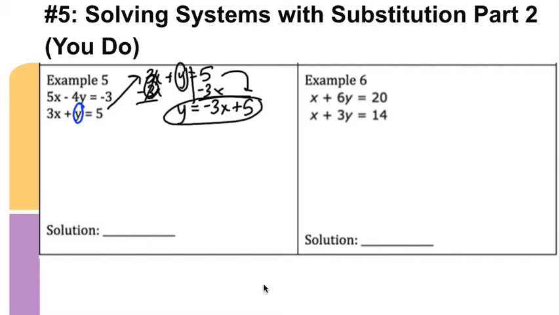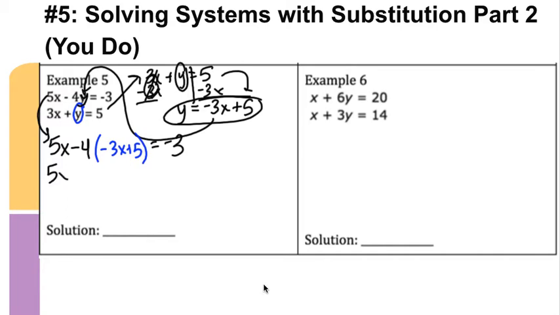I can now take this y value and substitute it in for this y value right here. So I'm going to rewrite this equation, substituting in the y value. So instead of y, I'm going to write parentheses negative 3x plus 5 equals negative 3. So that's 5x. Then here I distribute this negative 4 to the negative 3x and negative 4 to the positive 5. So that's positive 12x and negative 20 is equal to negative 3.